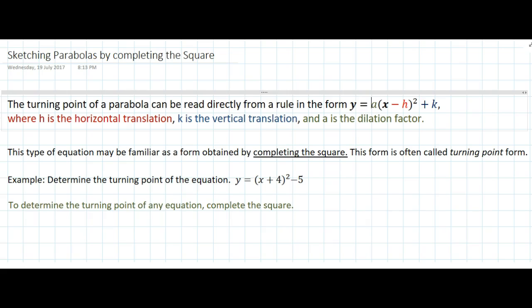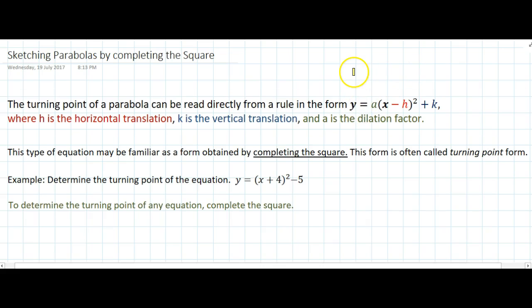The turning point of a parabola can be read directly from a rule in this form. It may not look familiar, but when you complete the square, you get this form. A is called the dilation factor, so it changes the thickness and thinness. The two things that determine the turning point are the horizontal translation and the vertical translation. We call those H and K. This type of equation can be obtained by completing the square, and it's often called turning point form.